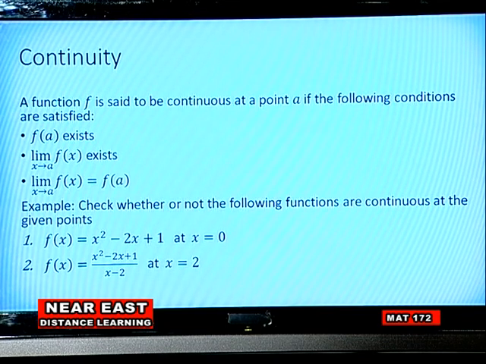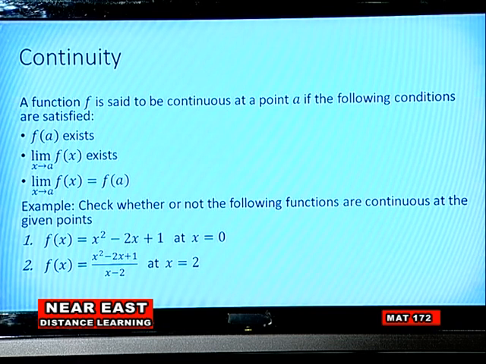So a function is said to be continuous at a point a if the following conditions are satisfied. The first condition is f of that point exists. The limit as x approaches that point of f of x must also exist. And the last condition is the limit as x approaches a of f of x has to be equal to f of a. If any one of these conditions fails, then that function is not continuous at that point. All these three conditions have to be satisfied. If one fails, then the function is not continuous at the given point.